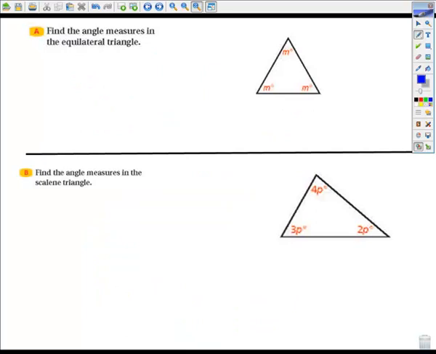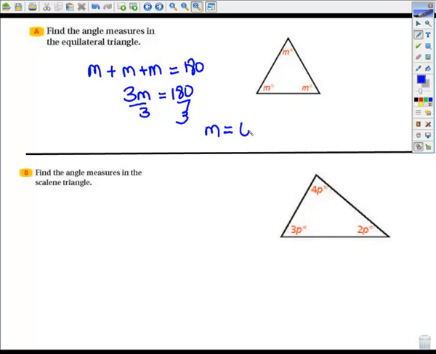Let's try another one. It says find the angle measures in the equilateral triangle. Well, equilateral, remember, all three angles are the same, so they're calling them m. So we have m plus m plus m equals 180. Well, we could have just really started out with 3m equals 180. Divide by 3, and m equals 60. So all of these are 60 degrees.